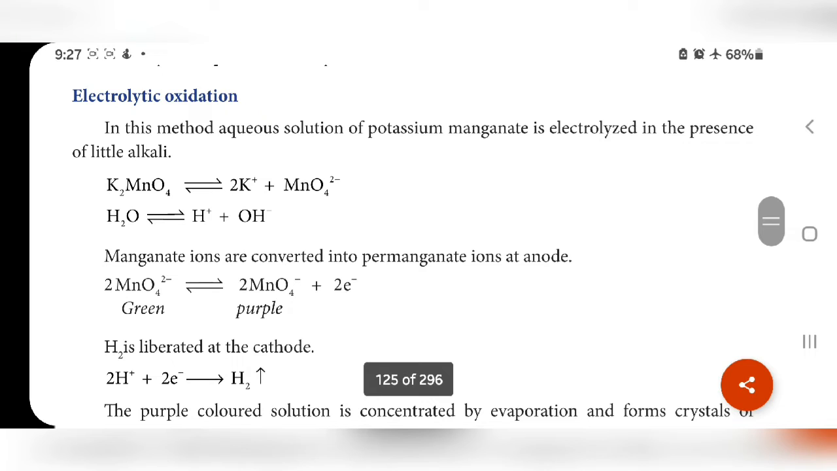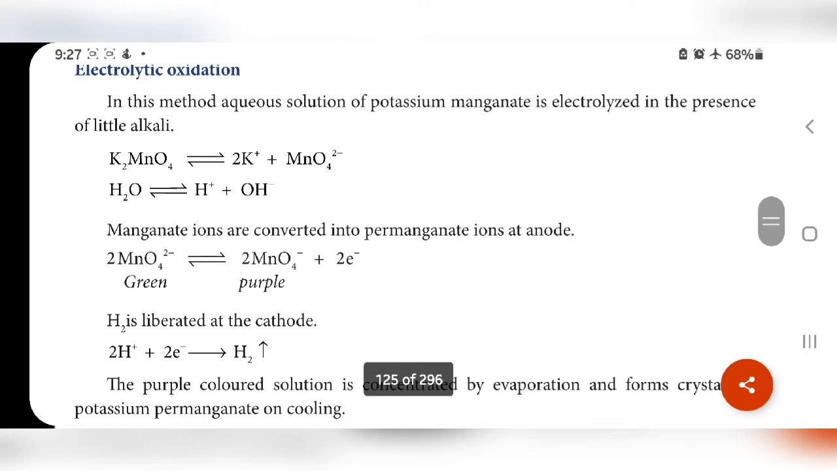Second, electrolytic oxidation. Here electrolysis takes place. An aqueous solution of potassium manganate is electrolyzed in the presence of a little alkali. Aqueous means water. Potassium manganate means K2MnO4. So both are electrolyzed, which means on passing current it is separated into plus and minus.